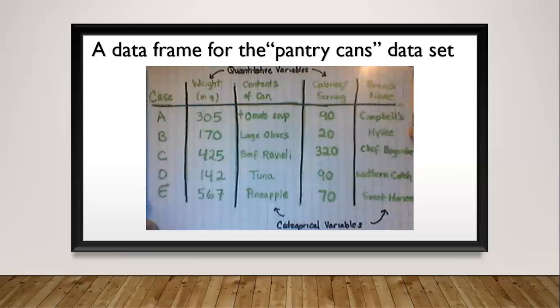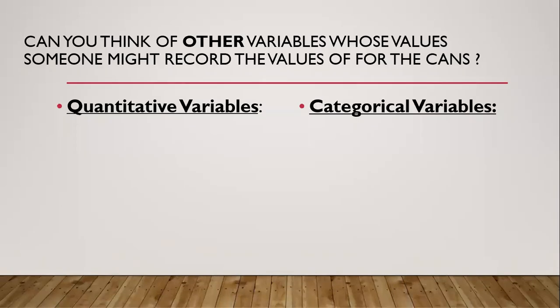I'd like to ask you to do some thinking with me now about this data set of cans. I've listed 4 variables. Can you think of some other variables whose values someone might record for the values of the cans? Take a moment now and see if you can think of another example of a quantitative variable for a can from a pantry, and another example of a categorical variable, in addition to the ones that were already listed in the previous slide. Have you thought of some?